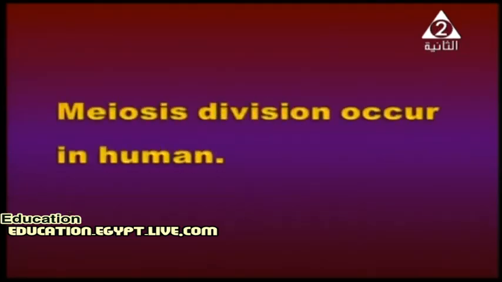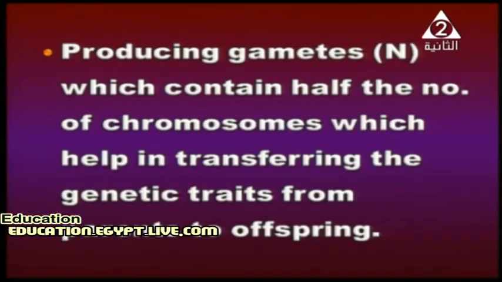What would happen if meiosis division occurs in human, producing gametes which contain half the number of chromosomes, which help in transferring the genetic traits from the parents to their offspring or from one generation to another?